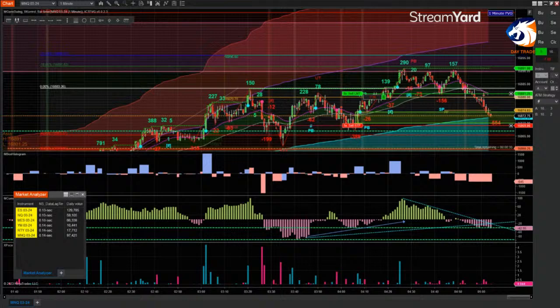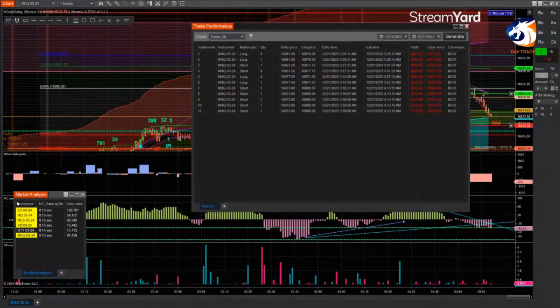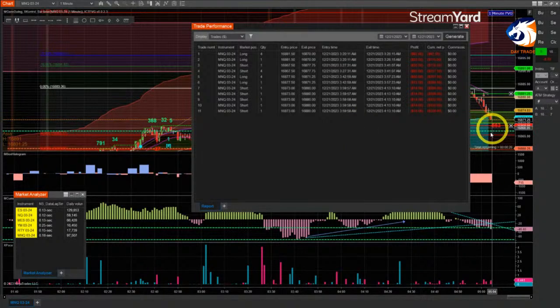So I'm going to show you something here. This is yesterday's trade. Trade performance. Okay, so this is yesterday. So we're down 350. That's fine. If I get another loss here, that'd be around 450, around 500. Okay.